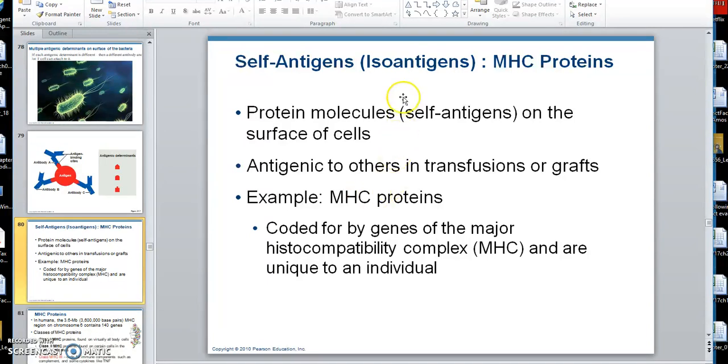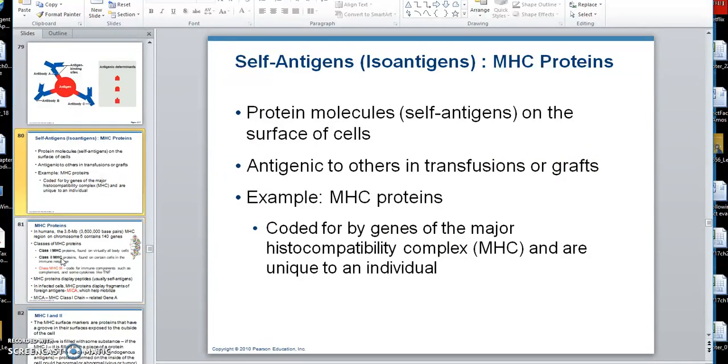Now, these are self-antigens, isoantigens, because yours are different than mine, but they would cause an antigenic reaction if put in the wrong person. Transfusions, grafts, these are involved in that.